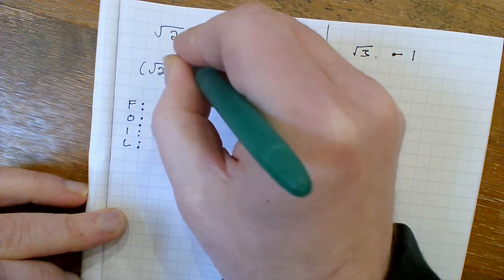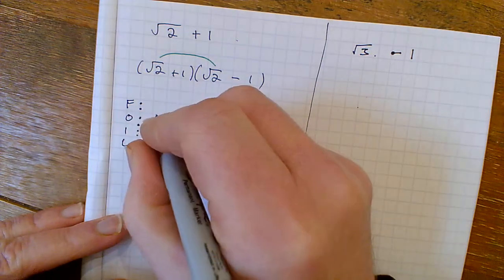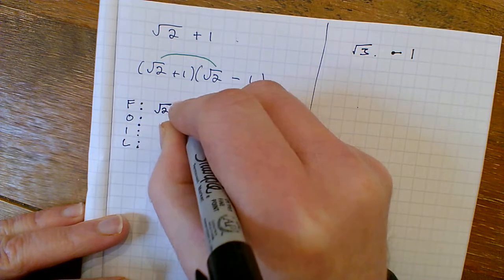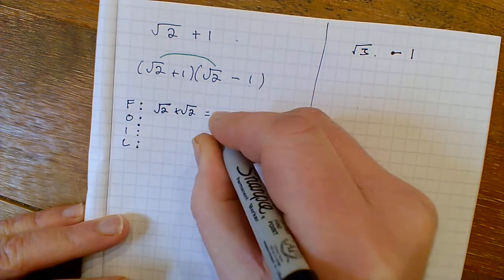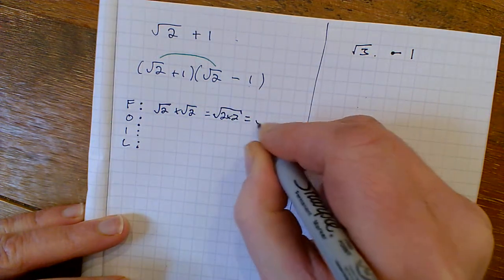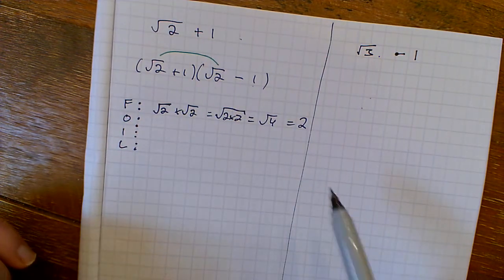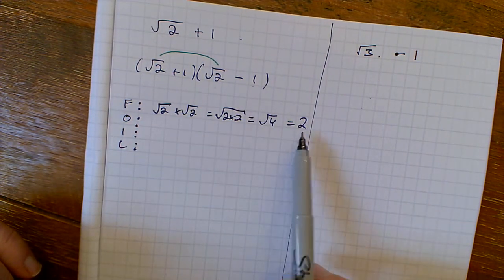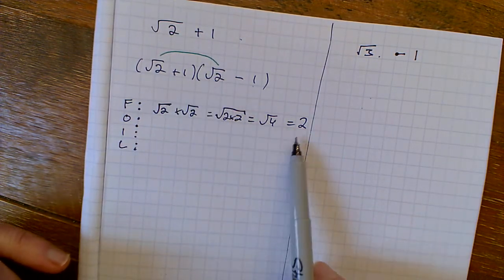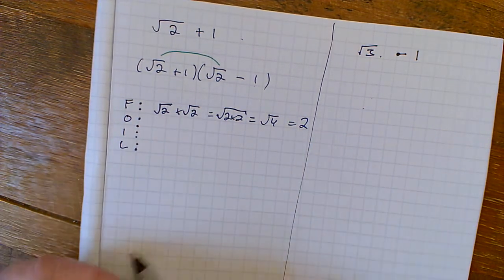Firsts means the first thing in that bracket multiplied by the first thing in this bracket. Root 2 multiplied by root 2. I'm going to write it out here. Root 2 multiplied by root 2 is the same as the square root of 2 times 2, which is the square root of 4, which is 2. Now you might think that's a long-winded way to get to a simple answer, and you might be able to spot that root 2 times root 2 is 2. If you can, fantastic. If you can't, that's how you get to it.